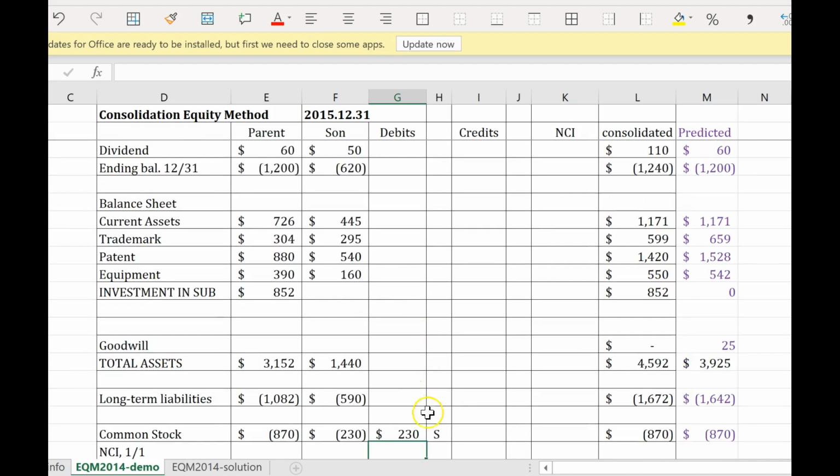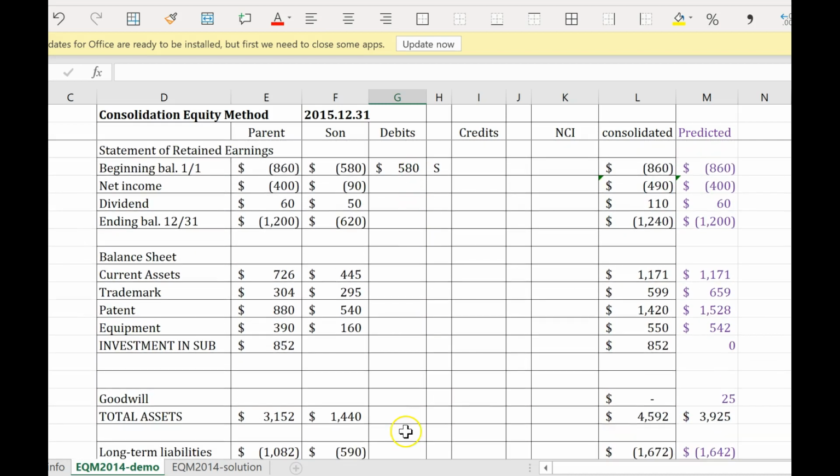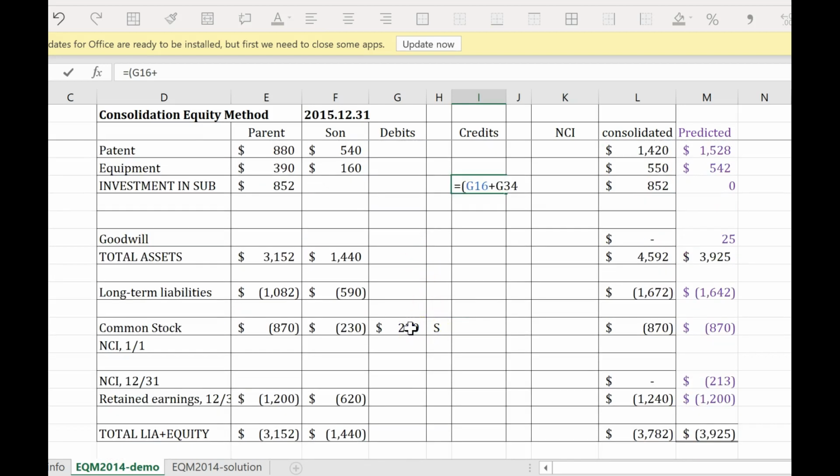Now I have two S entries here. On the debit side, I need to have a credit side. In Chapter 3, my credit side of the S entry would be the investment account. So I'm debiting retained earnings at the beginning of the subsidiary, debiting the common stock of the subsidiary, and crediting my investment account. I'm going to do the same thing here. However, I only own 80% of it, so I'm going to multiply that by 80%.